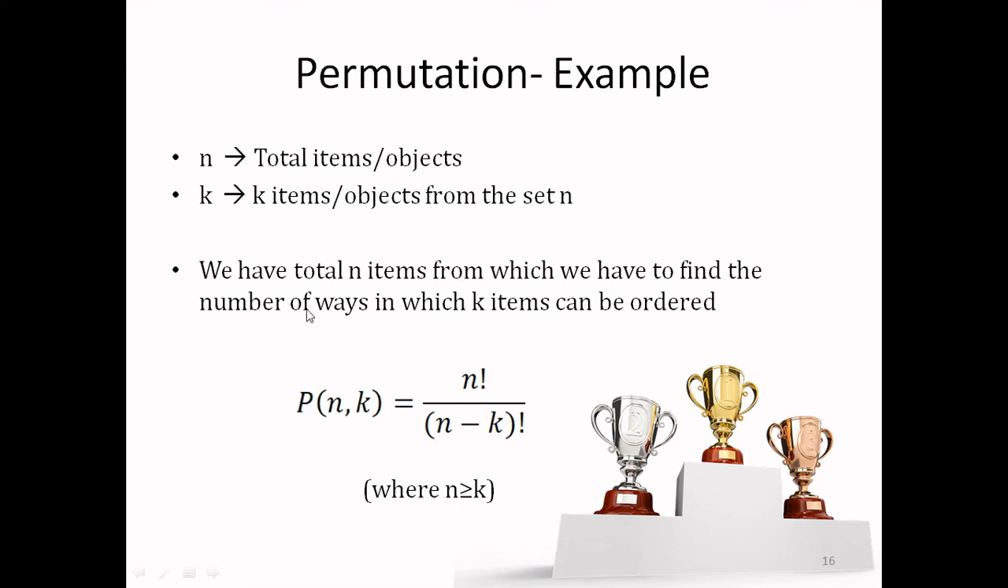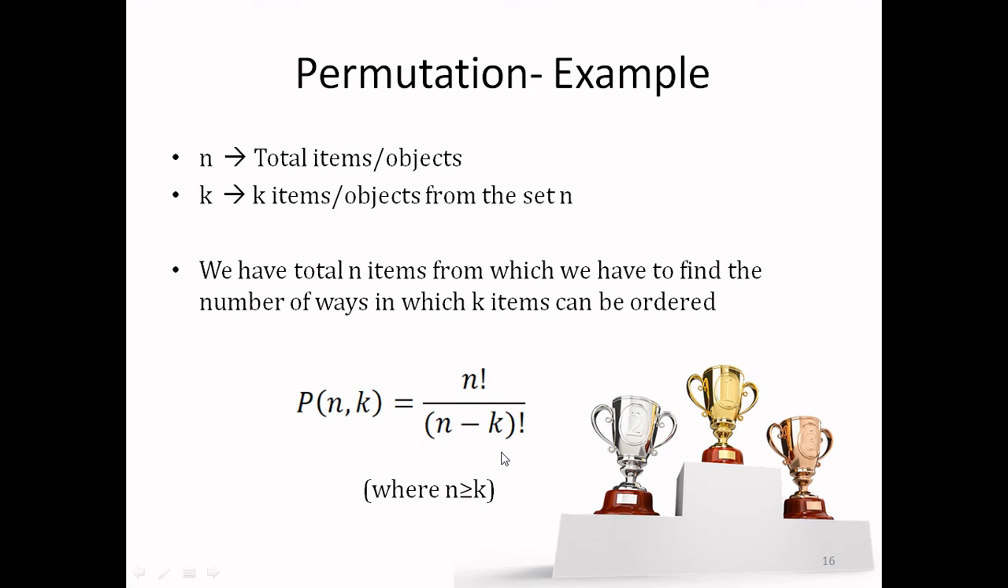We basically have a total of n items from which we have to find the number of ways in which k items can be ordered, and we can do this using this formula which was also mentioned earlier, and you have to make sure that n is greater than or equal to k. In our case we have kept k equal to 3, and the reason was that we were interested only in the top 3 winners.